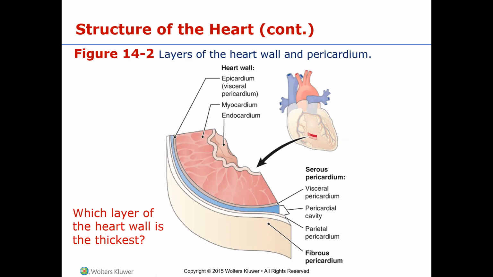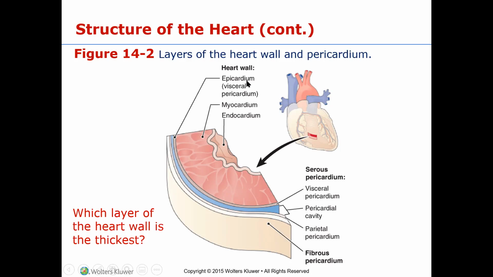Then lining next to the heart is the visceral pericardium. So these layers, the visceral pericardium, the pericardial cavity, and then the parietal pericardium, which is on the outside under the fibrous pericardial sac, is known as the serous pericardium.